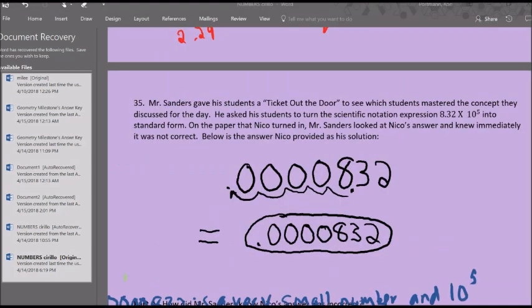Question number 35 says Mr. Sanders gave his students a ticket out the door to see which students mastered the concept they discussed for the day. He asked the students to turn in the scientific notation. Okay, y'all can read. 8.32 times 10 to the 5th.